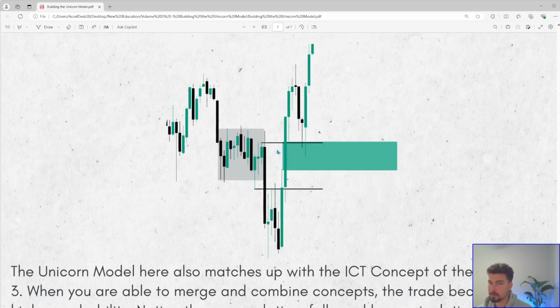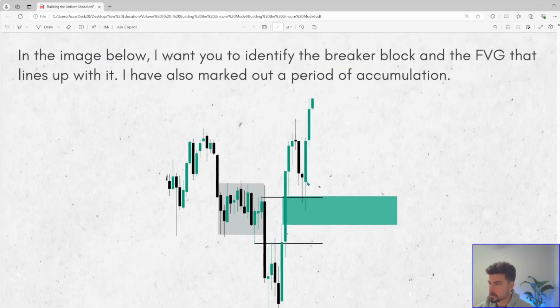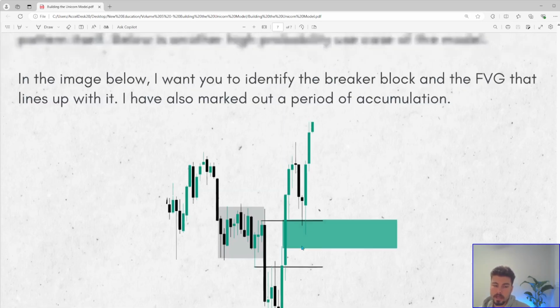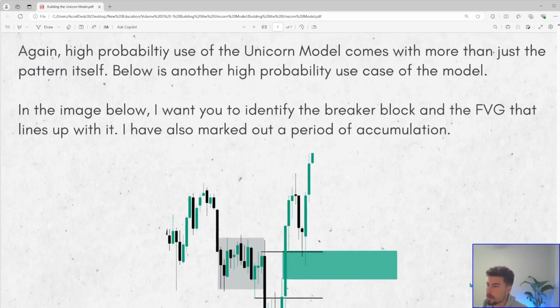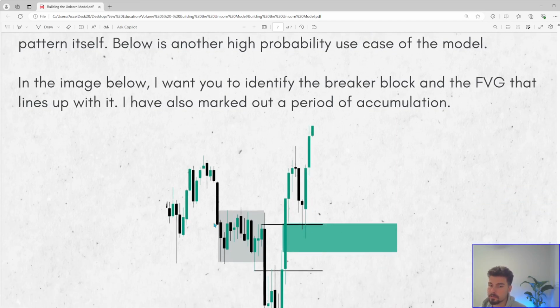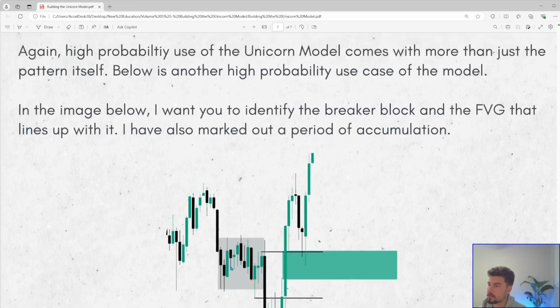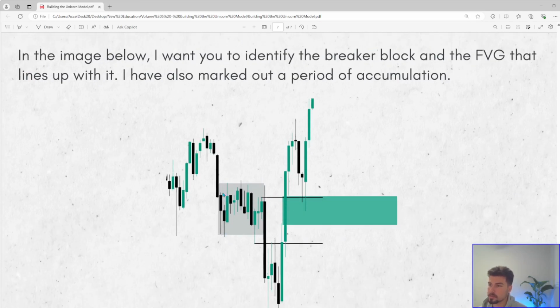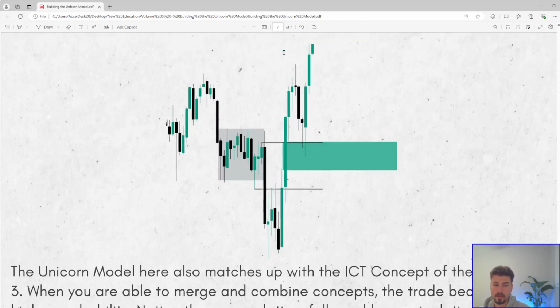Yes, that fair value gap lines up with a breaker block. Yes, price expands up. Yes, look at where the bodies close. The bodies are closing above, the wicks are doing the damage. All these things we talked about are now lining up. But what else is at play? Before I give it away, what else is at play? What can you tell from this accumulation here? What does this downwards move, and then this upwards move, look like to you? And let's get into it.